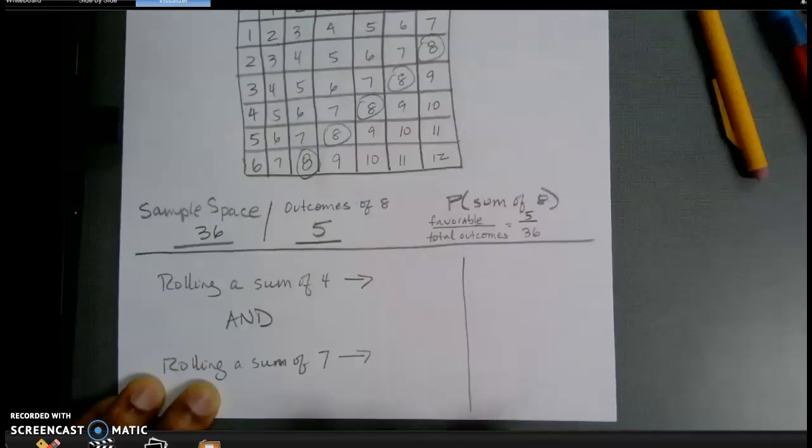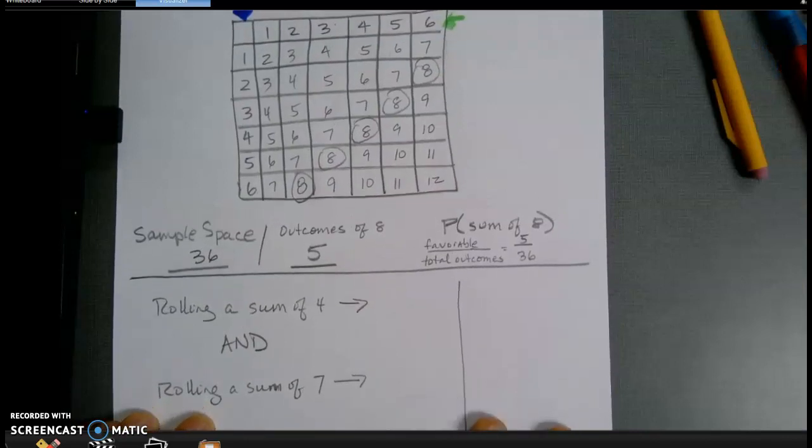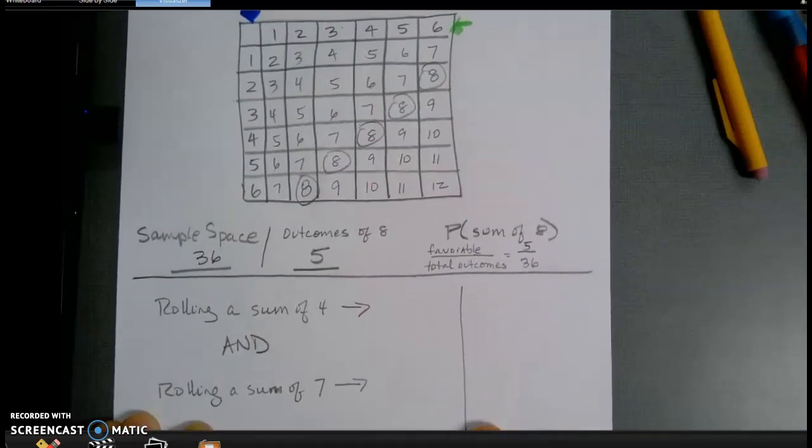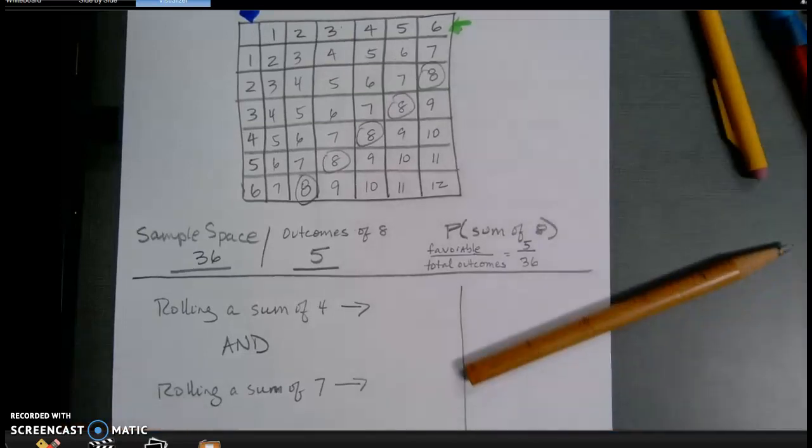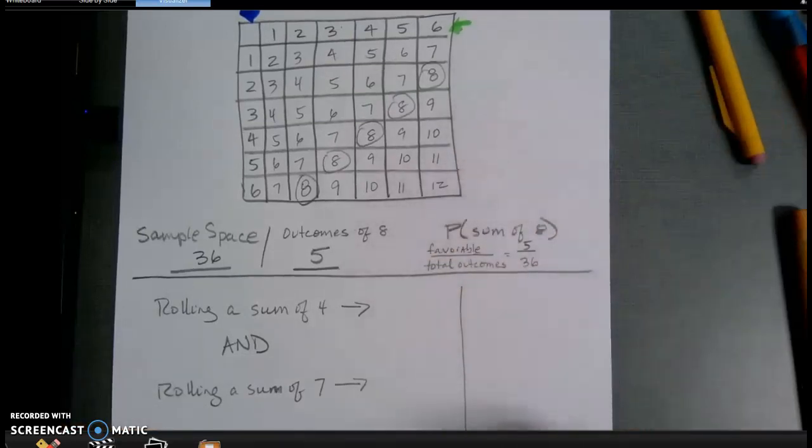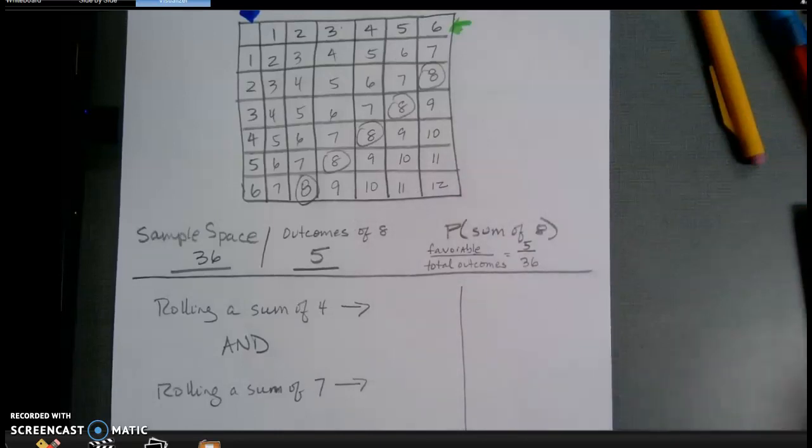All right, so let's think about this. Looking back at our table, what if I wanted to figure out the probability of rolling a sum of 4, and at the exact same time, the probability of rolling a sum of 7, okay? I just wanted to figure out the probability of that possibly occurring. So if I were to take the number cubes, first roll them, get a sum of 4, and then roll them and get a sum of 7 the second time, is there actually a probability of that occurring?